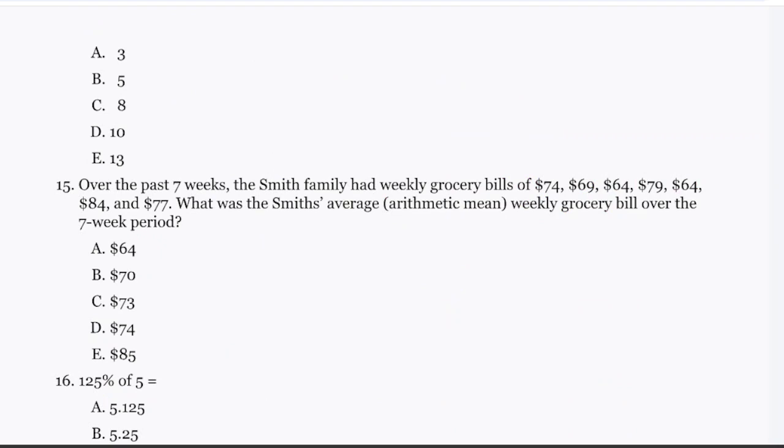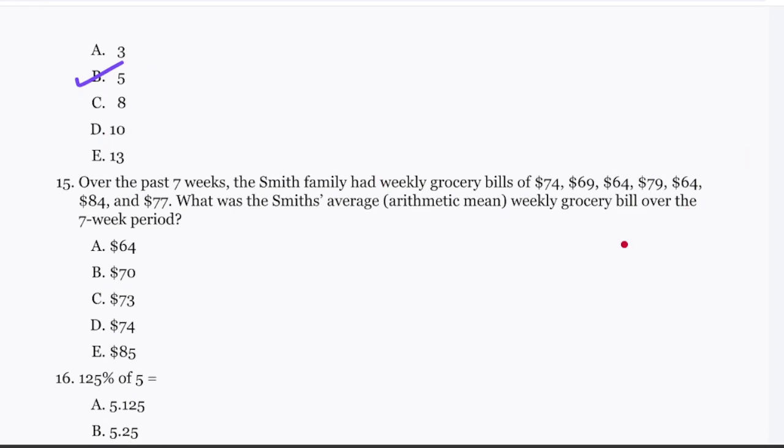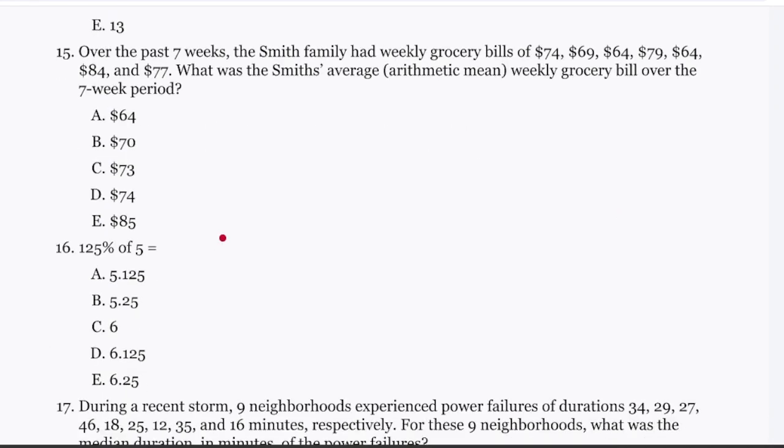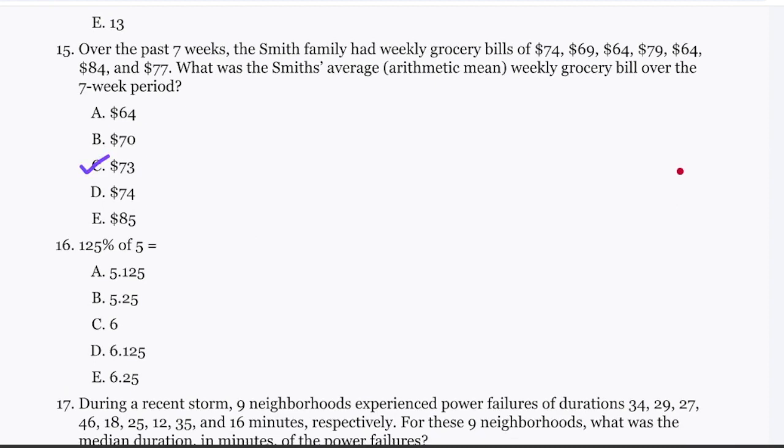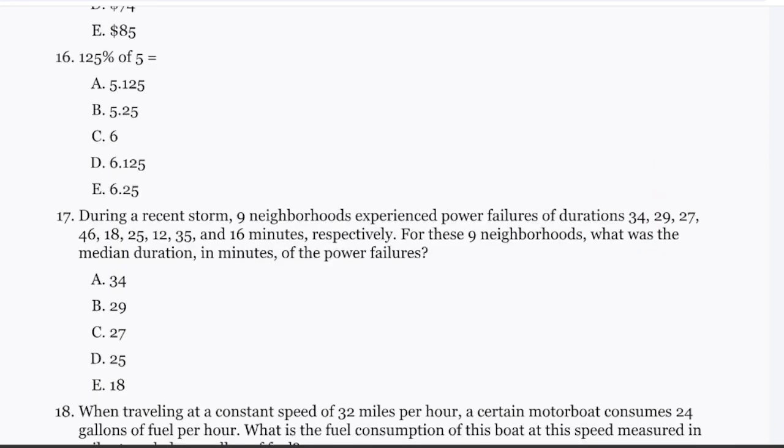14th, 5. No, that is not right. 5 option or 5th option? Then option B, the answer is 5. Okay, that is right. 15th: $73. Okay. 16th: 6.25. Good. 17th. The 17th was not done. Let's do that then.